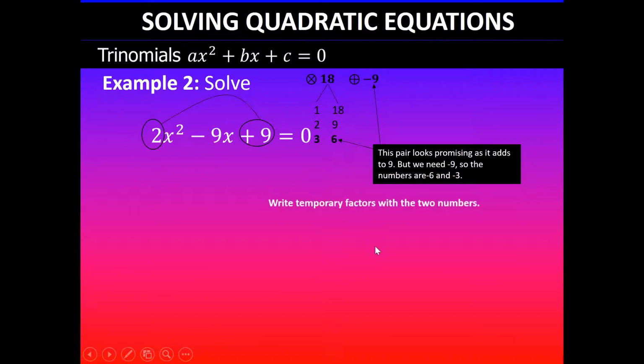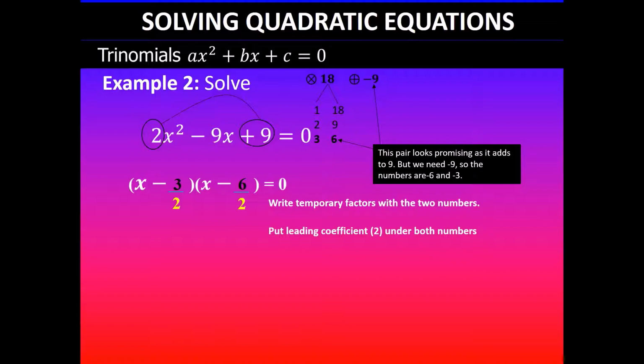What I will do is write those temporary factors in with the two brackets, as you can see, minus 3 and minus 6, and then you put the leading coefficient, which is 2 in this case, underneath both the numbers. So I will divide this by 2. I will do the same thing with 6. Remember, this is a quick way of getting to the answer. You don't need to factorize this by grouping because we're solving, so we can quickly get to the solution here.